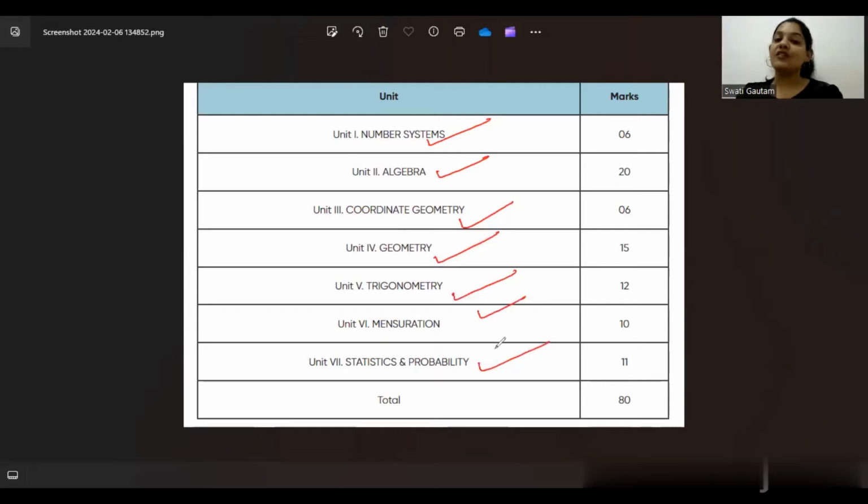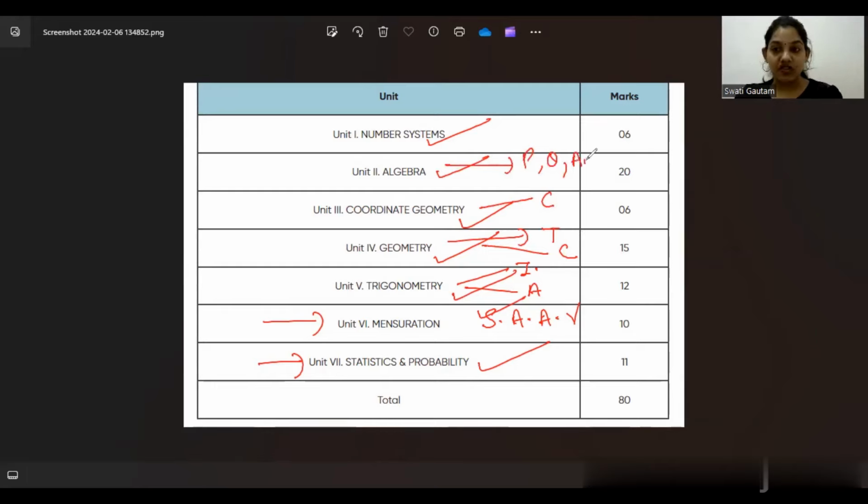Your maths book is comprised of chapters, not the units. So how are the chapters arranged? The last 2 chapters are of statistics and probability. Then mensuration is surface area and volume. Then you have trigonometry, in which you have 2 chapters: one, the introduction to trigonometry, and second, the applications of trigonometry. Then you have geometry, in which you have the triangles and the circles. Then you have the coordinate geometry chapter number 7. Then you have algebra, in which you have the polynomials, the quadratic, the arithmetic progression, and then you have the number system, which is the real numbers chapter. So these are your chapters.